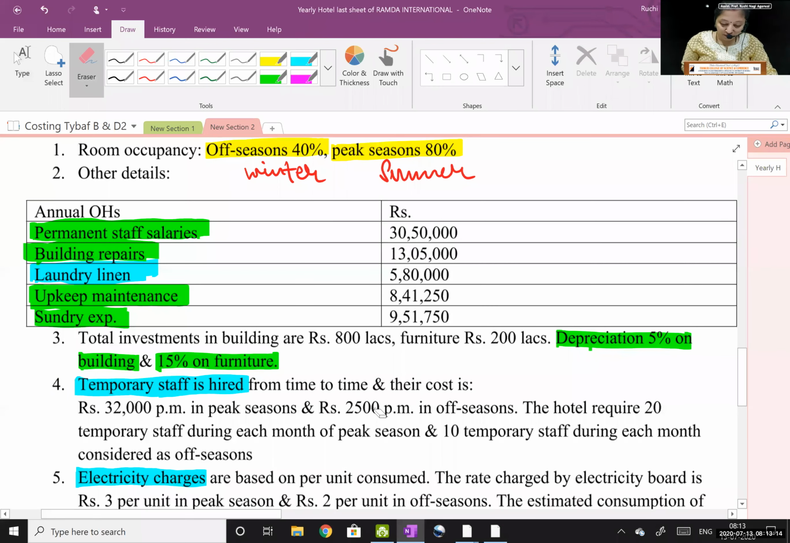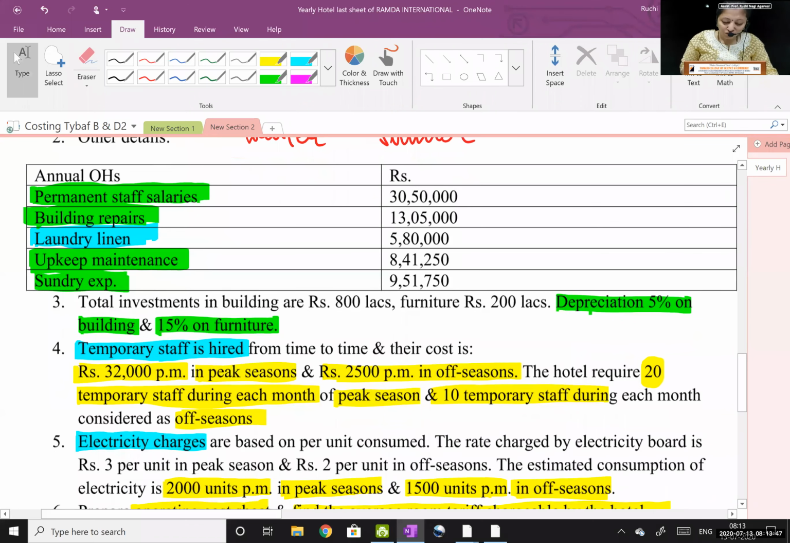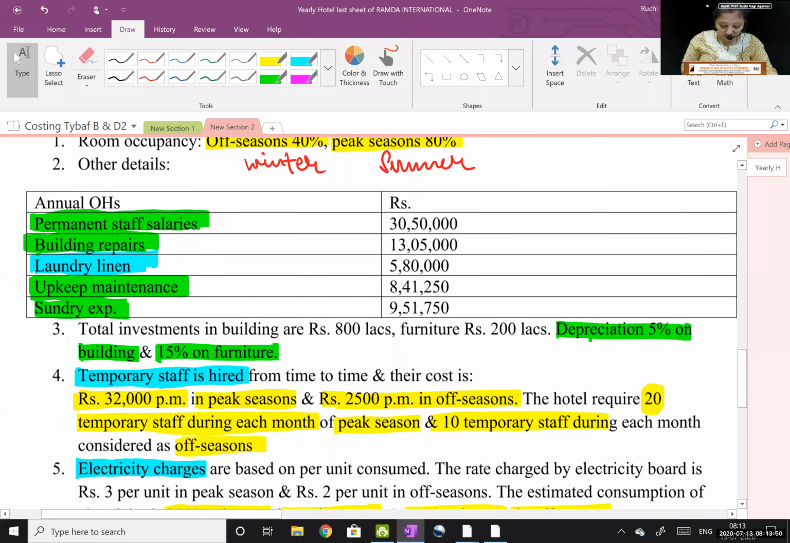And it is hired from time to time, and their cost is what they are saying: 32,000 per month during peak seasons. Peak seasons means summer, and 2,500 per month in the off seasons, that is winter. Hotel requires 20 temporary staff during each month of peak season, that is summer, and 10 temporary staff during each month of off seasons, that is winter. Okay, so just remember, it will be important for the purpose of calculation.